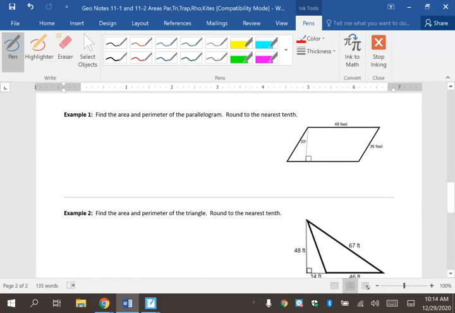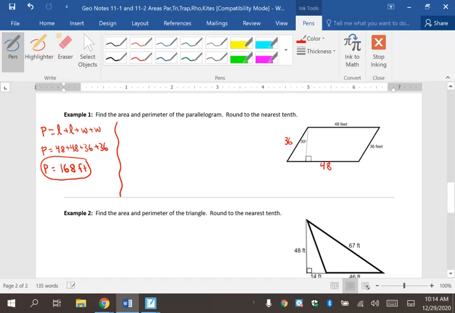So example 1, find the area and perimeter of the parallelogram. Well, let's start with what might be easiest, and that would be, I believe, the perimeter. And perimeter is just distance around. It's your length plus length plus width plus width. And we already know that the length is 48, so another one is 48. And if this side is 36, this side is also 36. So the perimeter is just our 48 plus 48 plus 36 plus 36. Add them all, and we get 168, and that is feet.